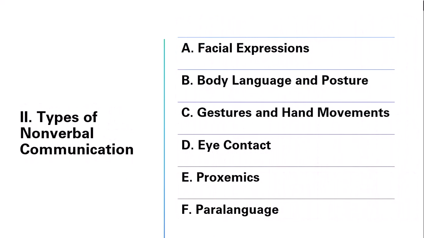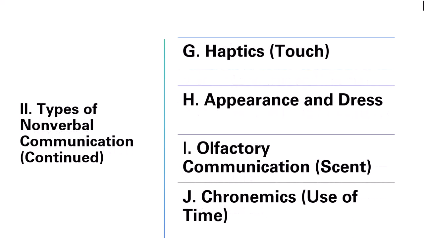2. Types of nonverbal communication. A. Facial expressions. B. Body language and posture. C. Gestures and hand movements. D. Eye contact. E. Proxemics. F. Paralanguage. G. Haptics. H. Appearance and dress. I. Olfactory communication. J. Chronemics, use of time. Let's examine them in detail.